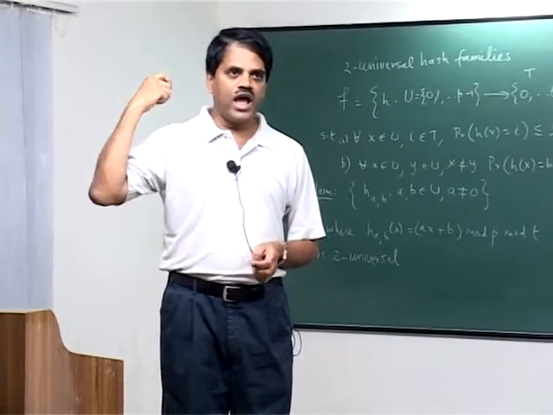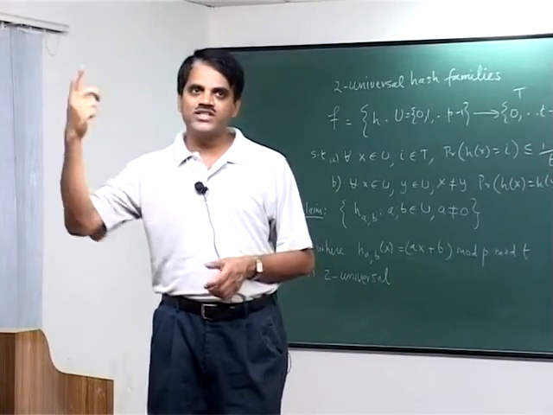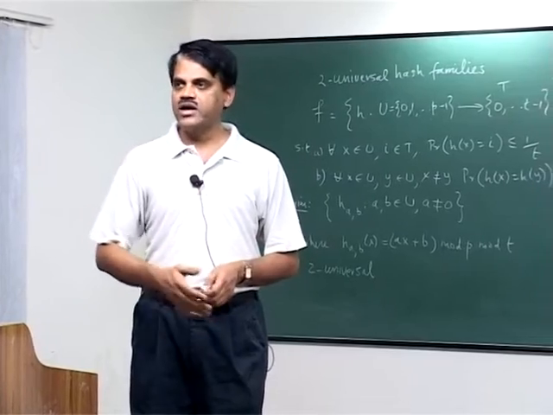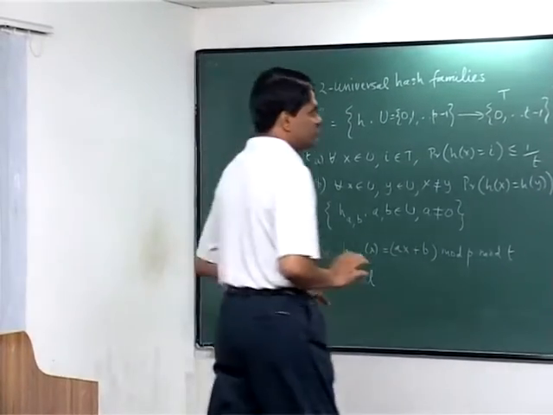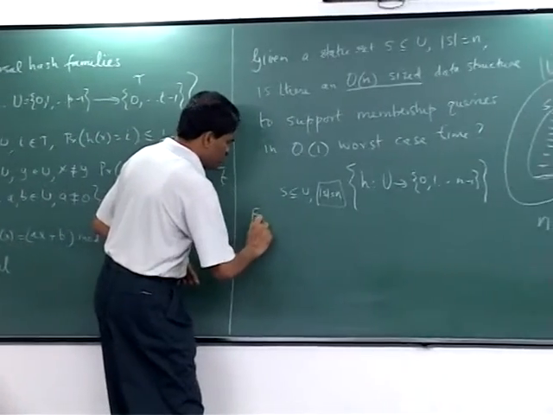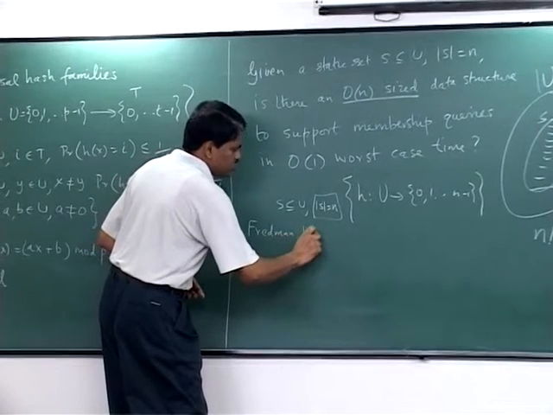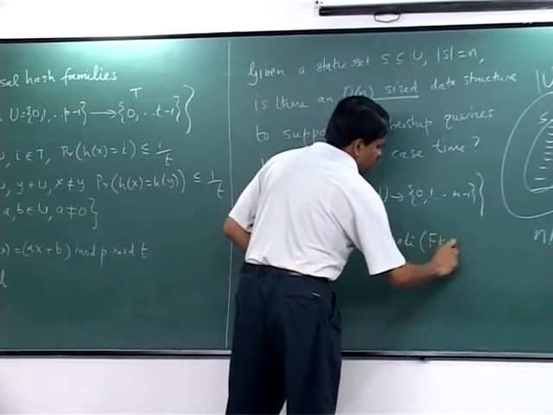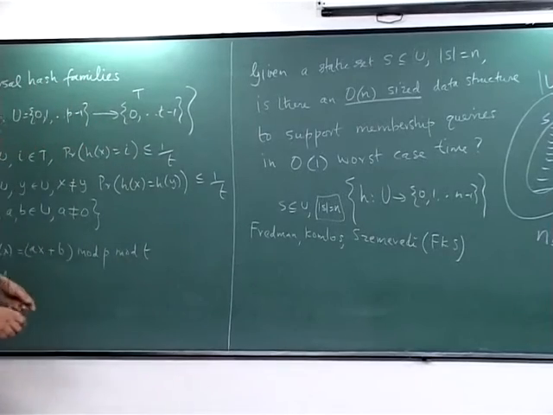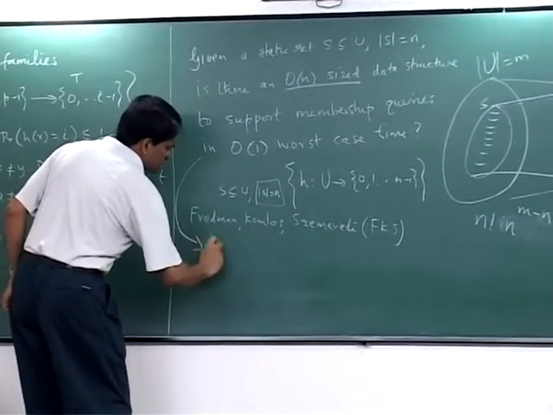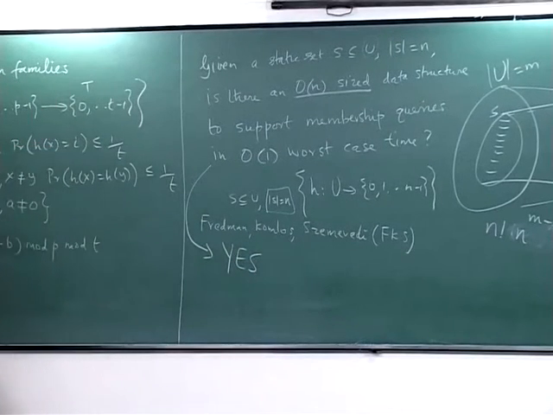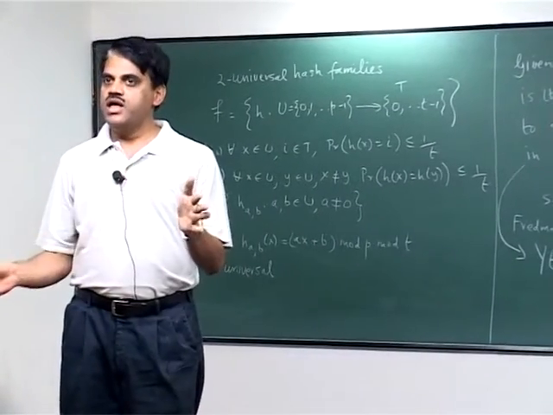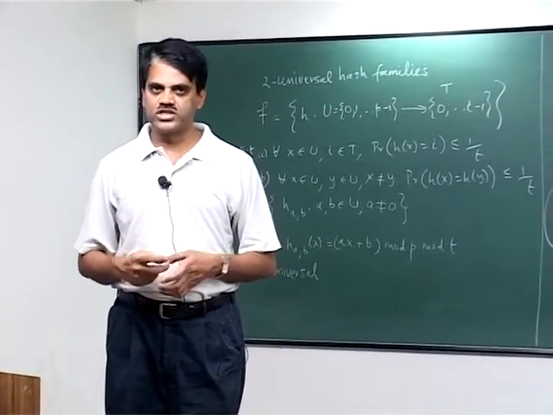But how do I check membership? When an x comes, what h of x is, is not so easy to figure out. So I want a function which is nicely computable in this sense, that in constant time I can evaluate it and check for membership. And there's a very beautiful result due to Fredman, Komlós, and Szemerédi. It's often called the FKS table, which basically answers this question, saying yes, there is a way to store your given n elements in linear space and still answer membership in constant worst case time.